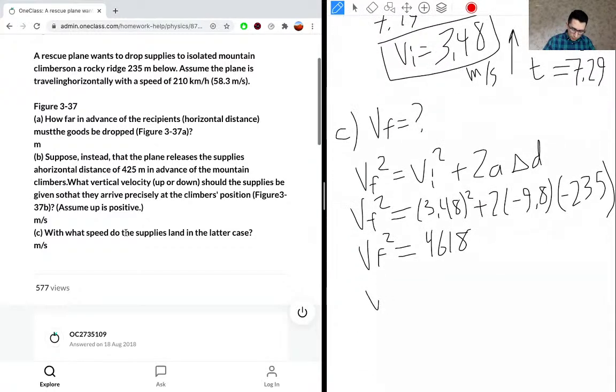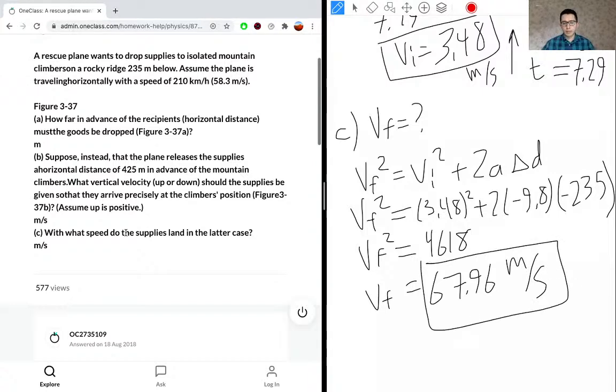VF. So we'll take the square root, and that'll give us 67.96 meters per second. So that's the final velocity that the supplies reach when it reaches the climber person.